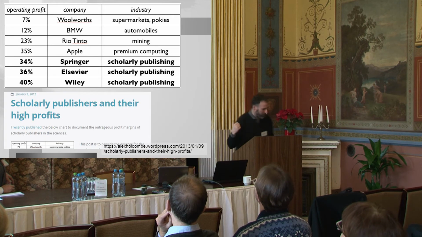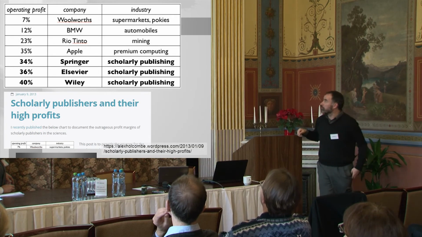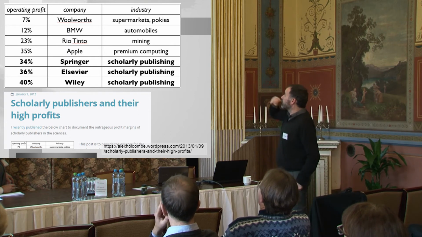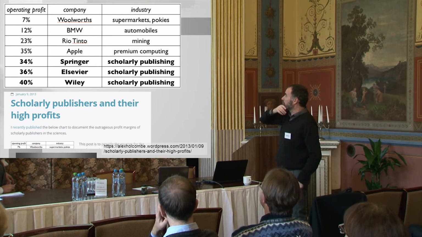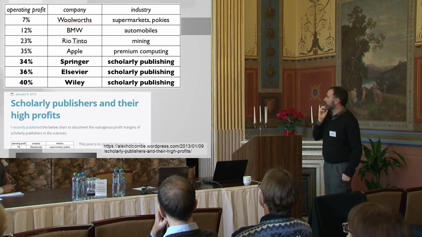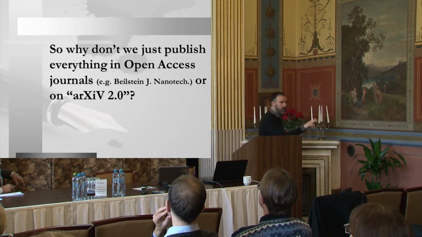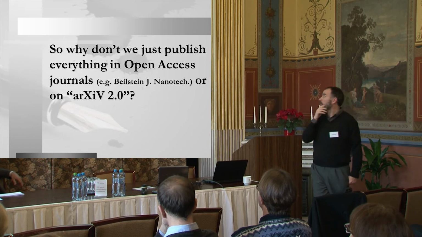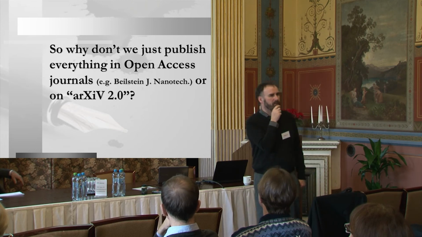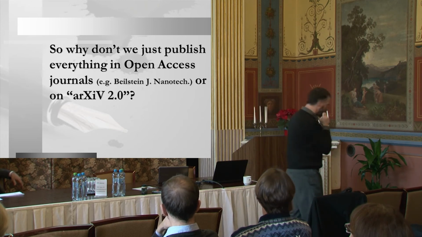And let's just put this as a nice, let's look at the operating profits for the different industries. And right up there with 34, 36, 40% scholarly publishing. Right, so killer question. Now I'm getting to the end. These are going to be the last couple of slides. Why don't we just publish everything in open access journals? Why don't we put it on the archive?